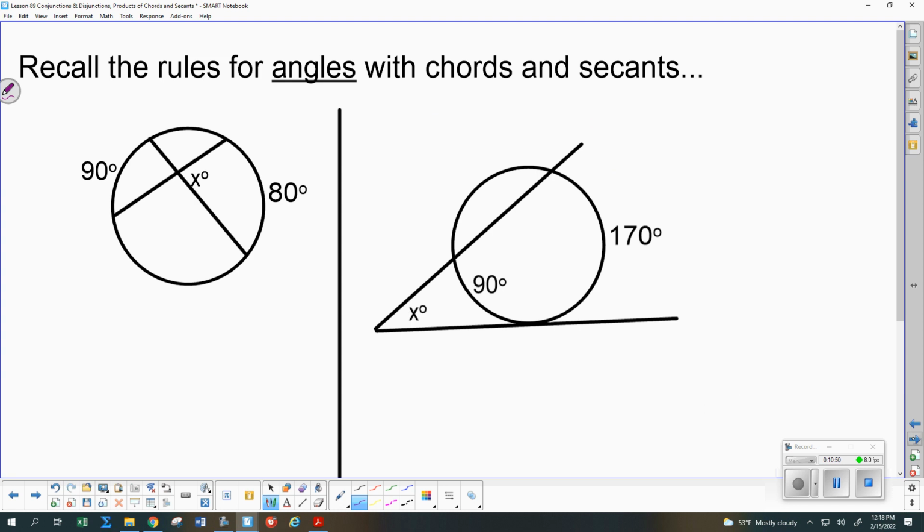All right, circles now. This is review. We know about chords on the left that cross inside the circle. Secants are on the right and cross outside the circle. This picture is for finding angle measurements. So review that for me. How does that work?